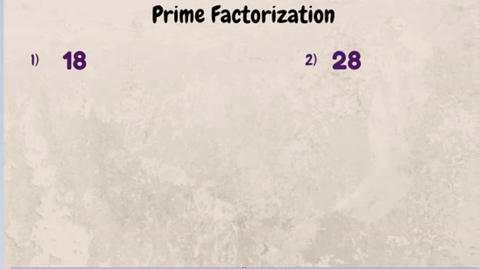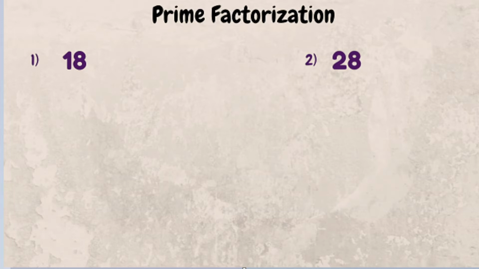Prime factors are what we're going to be talking about today. Factors can either be composite numbers or prime numbers. Composite numbers are numbers that have multiple factors. Prime numbers are whole numbers greater than 1 with only 2 factors, itself and 1.